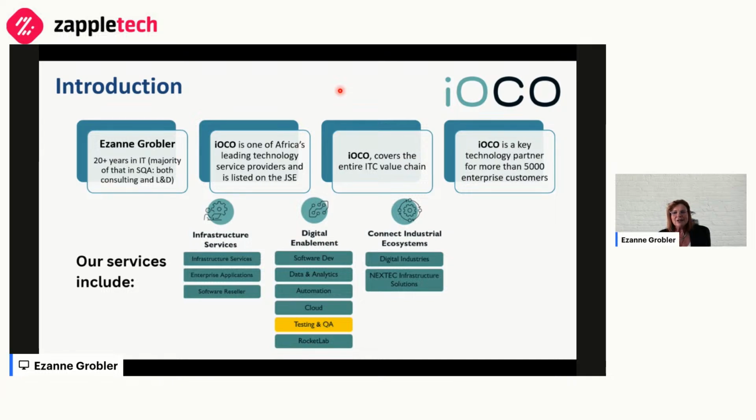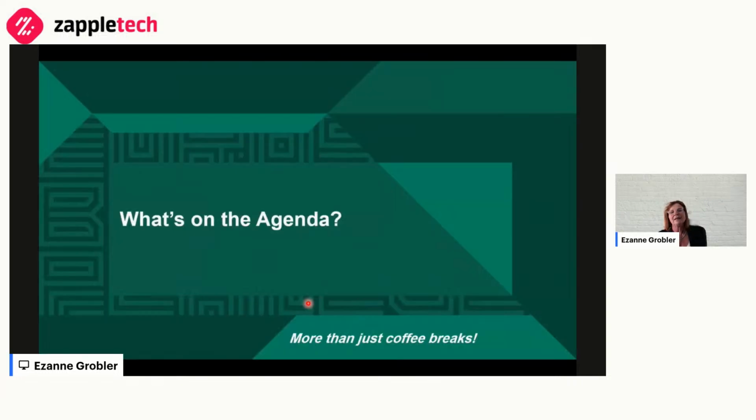So the services that IOCO has is infrastructure services, digital enablement, and as you guys can see, testing and quality assurance is part of the digital enablement pillar in IOCO. They also have connections in terms of the industrial ecosystem. But for me, the most important is, where do we fit in as software quality assurance? So what's on the agenda for today?